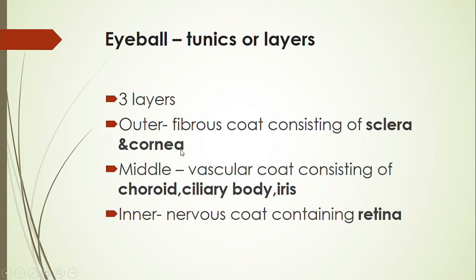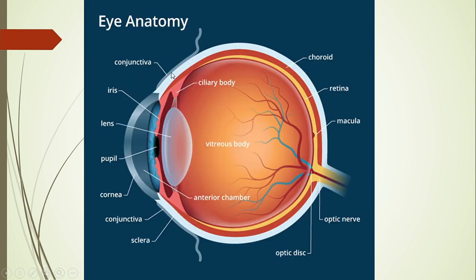The sclera and cornea together form the outer fibrous layer. The choroid, ciliary body and iris are present just inside the fibrous coat. It is the middle coat, or the vascular coat. The inner nervous coat contains the retina, which is responsible for vision. So these are the layers from the outer to the inner aspect. The outer layer is the white sclera and the transparent cornea, which form the outermost fibrous coat.